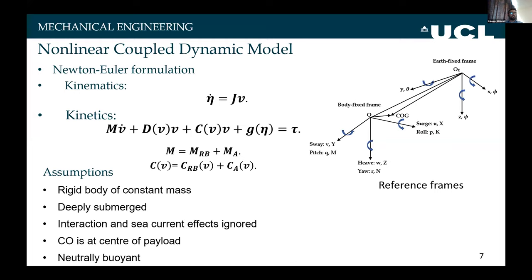Some of the assumptions taken are as follows. The whole system was assumed to be a rigid body of constant mass, that is, there is no relative motion between the mass particles after the application of force at one end. The second is that the whole system is deeply submerged so that the wave effects are ignored. In this paper, I ignored the sea current effects and other interaction effects with other bodies. But in another paper, I kept the sea current effects for a system of Minerva ROVs. The center of origin is taken at the center of the payload because in the rigid body connection, we have to take all the parameters about a combined center, and that combined center is taken at the center of the payload. The whole system is assumed to be neutrally buoyant. Each vehicle I fabricated in the lab; I fabricated three vehicles, but I did testing with two.